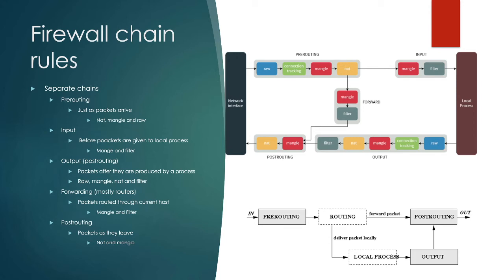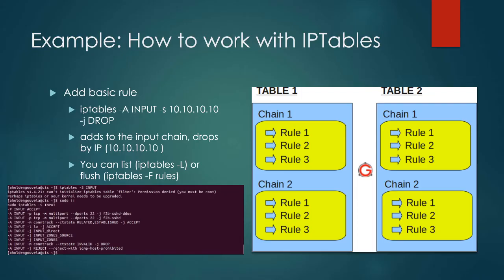These are some examples of firewall chain rules. We actually have different chains that might end up getting hit depending on where we are in the system. We might have prerouting, which is when packets are arriving. We might have an input chain, which is when packets are given to the local processes. Output, which is after they are produced by that process. If we have a router, we might have a forwarding chain. If we are sending packets back out of our system, that's going to be postrouting. And each of those different chains are going to have different sets of rules.